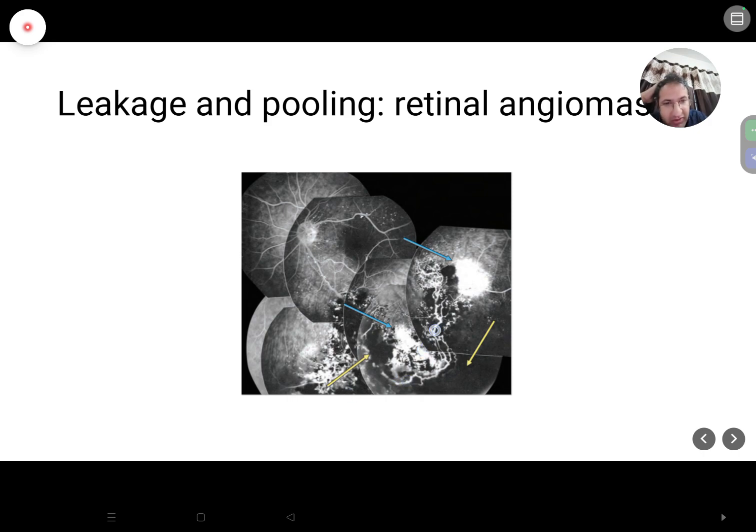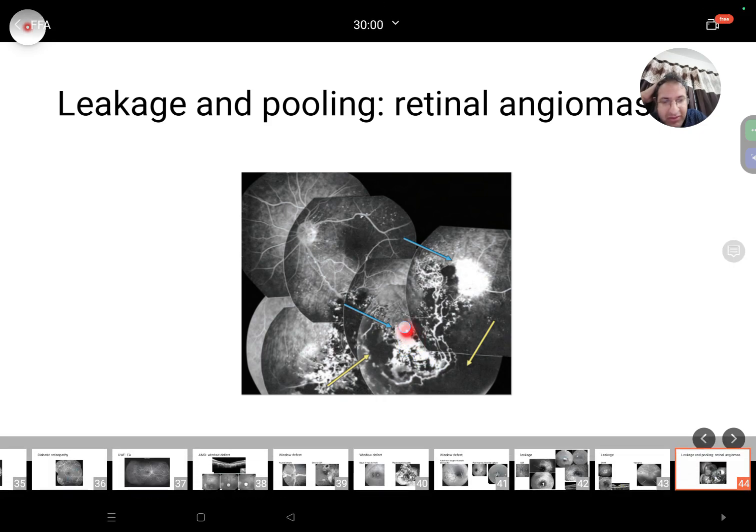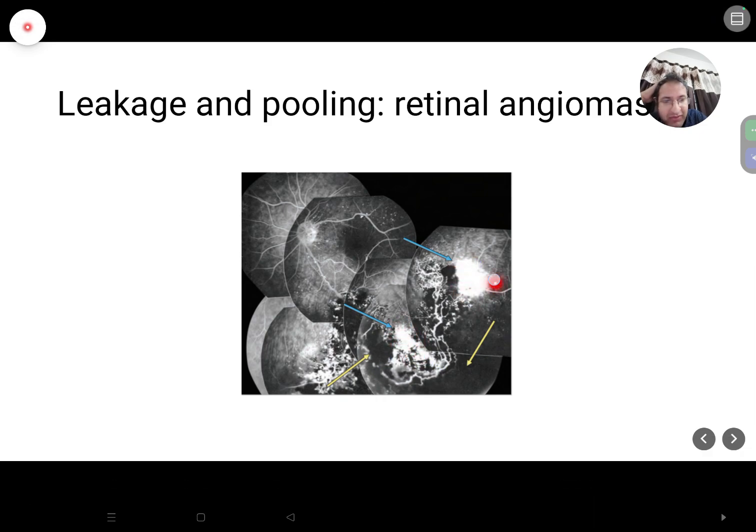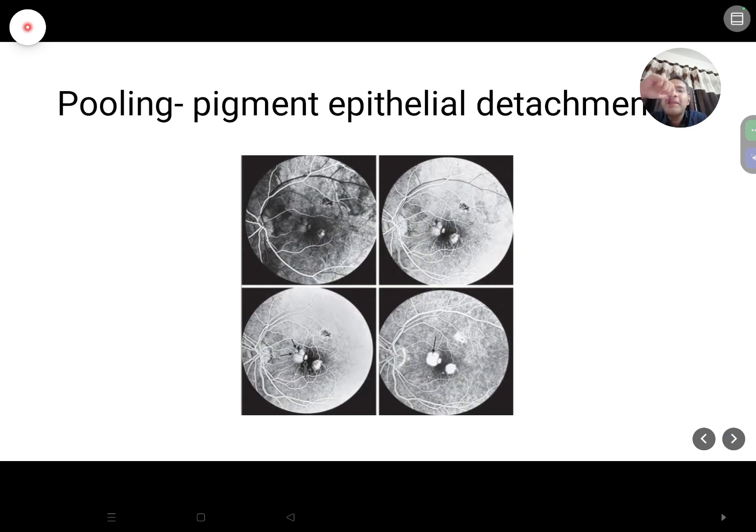In which the retinal angioma in the periphery, the blood is leaking, there is a lot of leakage of the blood, and that's why the dye is also leaking. And along with that leakage, there is a pooling also in some specific areas, and we can always laser these angiomas. The second example of pooling is pigment epithelial detachment.